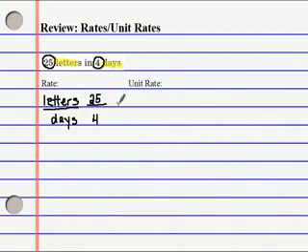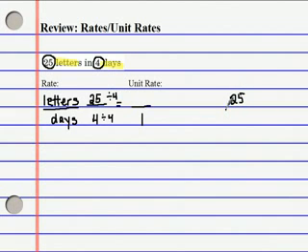The unit rate will ask me how many letters did I write in 1 day. So we're going to compare a bunch of letters to only 1 day. Now I'm going to look at this and say, okay, how did I get from 4 to 1? Well, I divided by 4, of course. And the golden rule of fractions tells us whatever I do to the denominator, I have to do the same thing to the numerator, so I'll divide that by 4 as well.